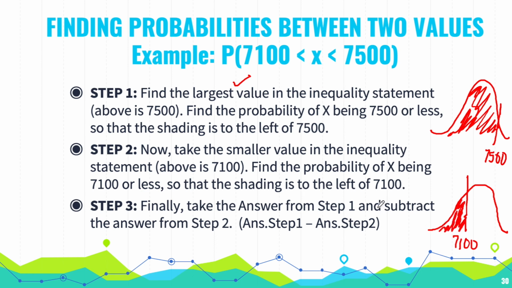Now step 3, take the answer from step 1 and then subtract from that the answer from step 2, like this. This is the foolproof way to calculate the probability of x lying between two numbers. And remember, you can use the Bognar app to save yourself from some z-table headaches.